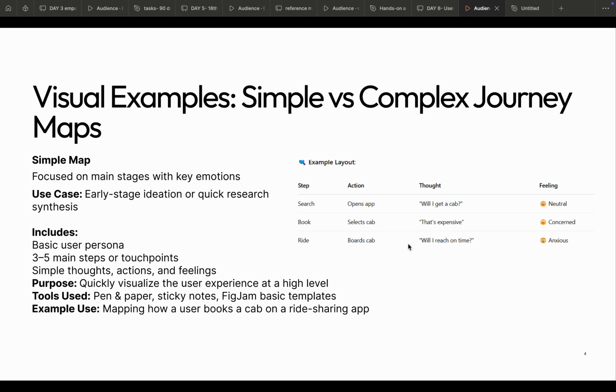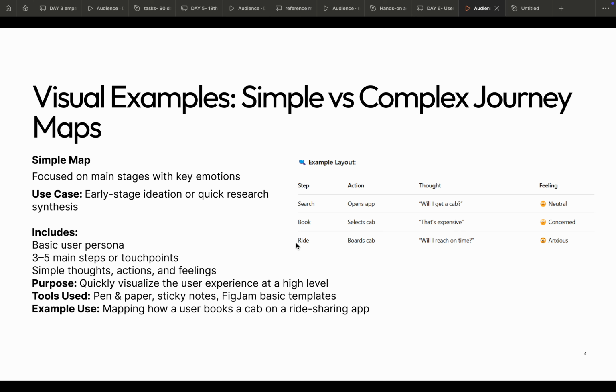So first he is opening the app, to search whether a ride is available. His thought is, will I get a cab, and he is feeling neutral about it. He selects a cab, whether it's an auto or a bike or a cab, he's selecting, and he finds the price, he's feeling that it's expensive, so his feeling is concerned.